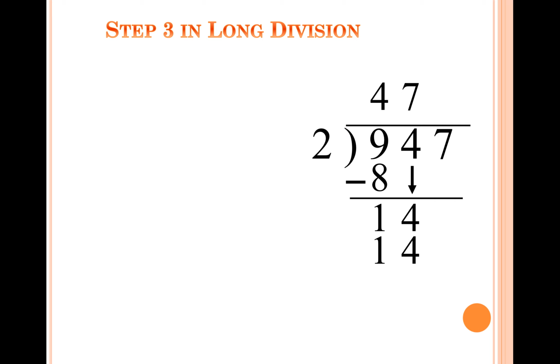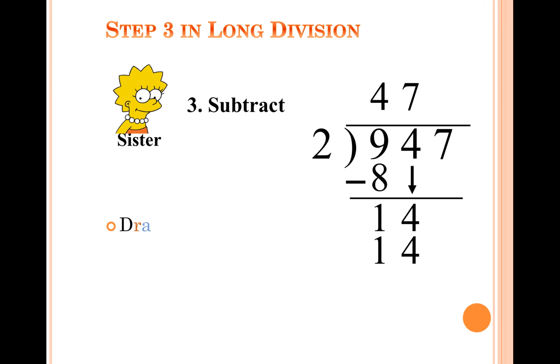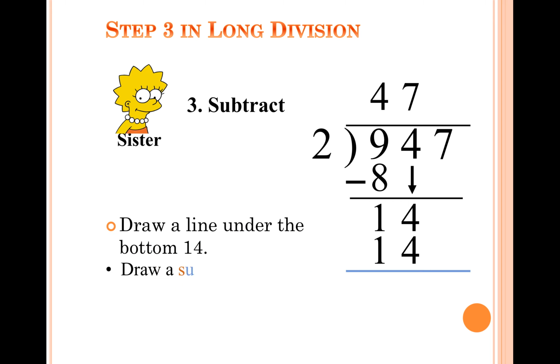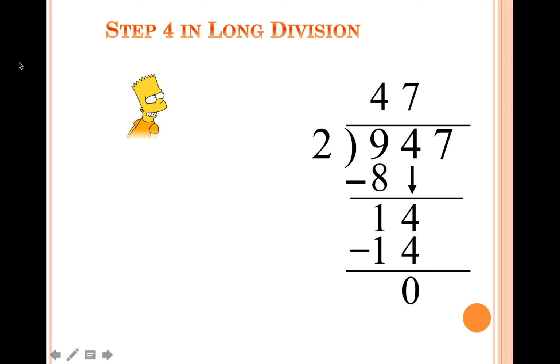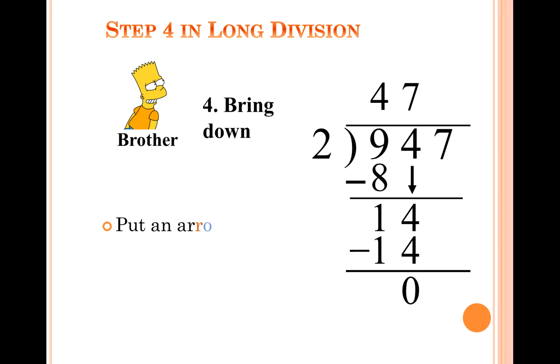And now we're at sister, subtract. We're going to subtract the 14's. That gets us 0. But we're not done because we haven't gotten to the last digit. The last digit in the number in the garage is a 7. We haven't dealt with that yet, so we need to bring that. Now we need to bring that 7 down.